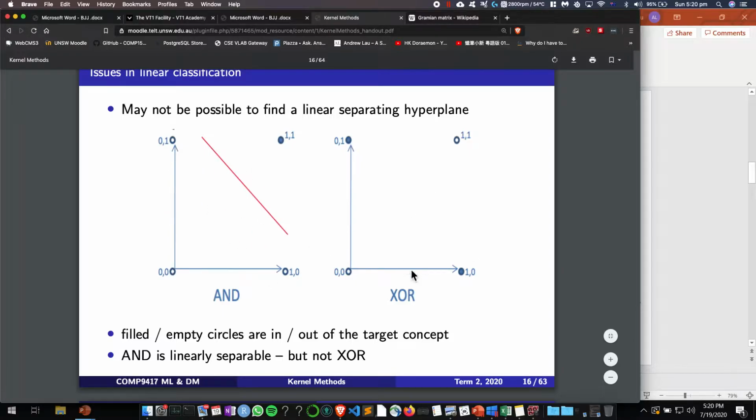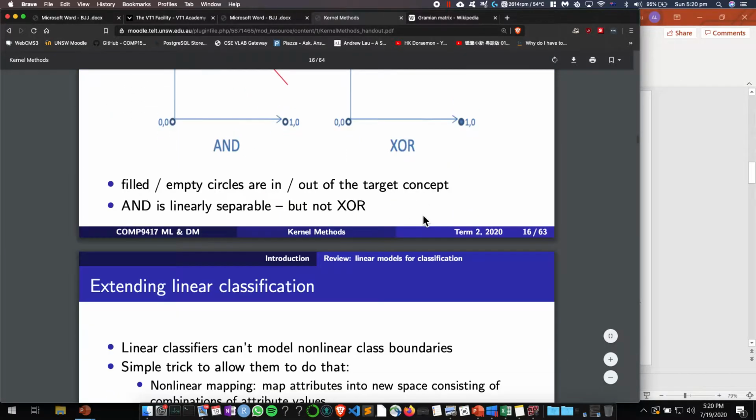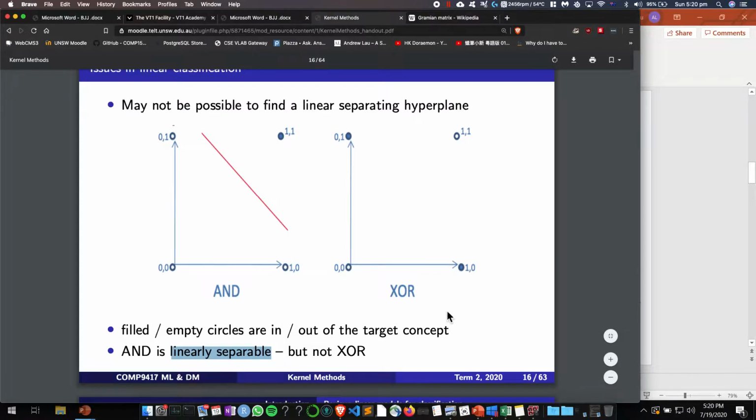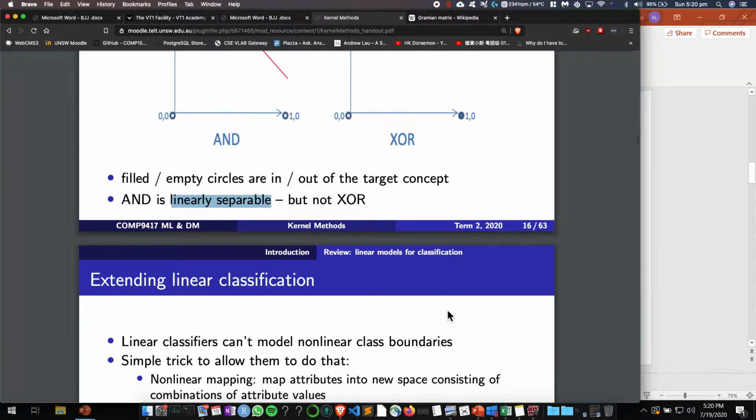This one's quite straightforward, and there are many ways you can draw a separating hyperplane. This one is a little trickier. So we say this is not linearly separable, which just means that you can't draw a straight line to separate the data set.